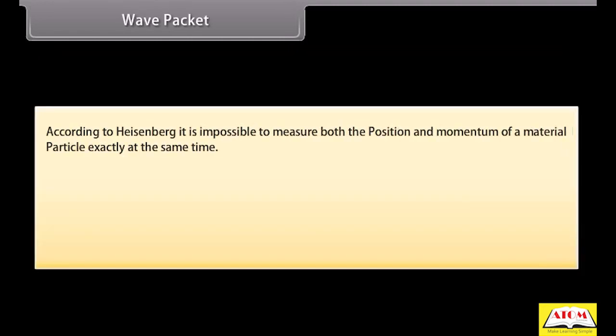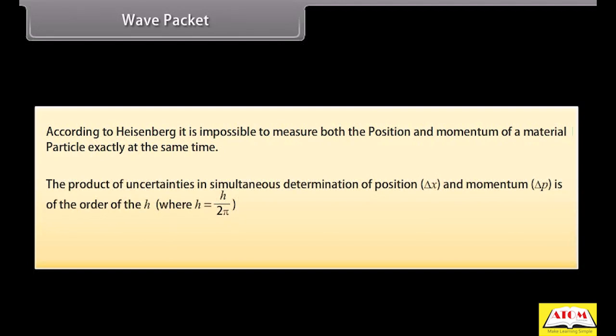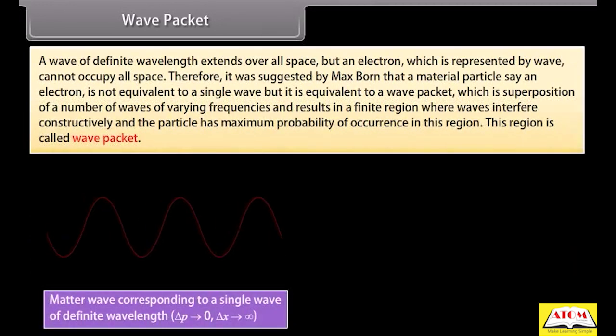Wave packet. According to Heisenberg, it is impossible to measure both the position and momentum of a material particle exactly at the same time. The product of uncertainties in simultaneous determination of position delta x and momentum delta p is of the order of h-bar, where h-bar = h/2pi: delta x times delta p is approximately h-bar. A wave of definite wavelength extends over all space, but an electron, which is represented by a wave, cannot occupy all space.